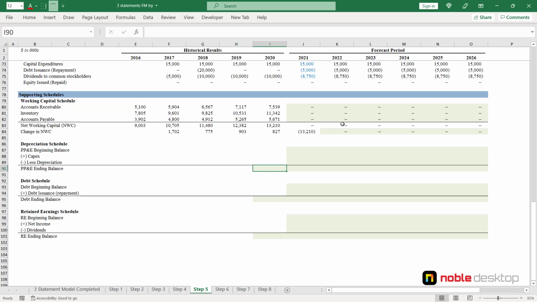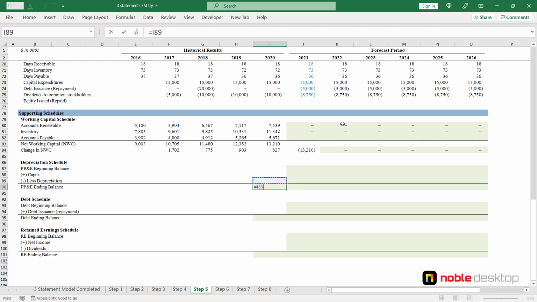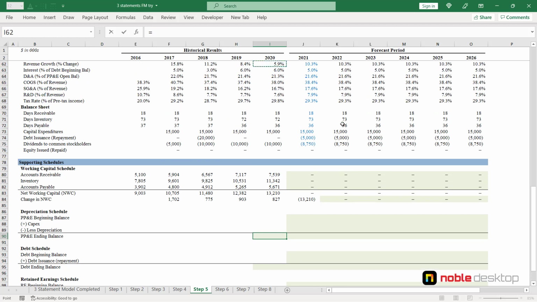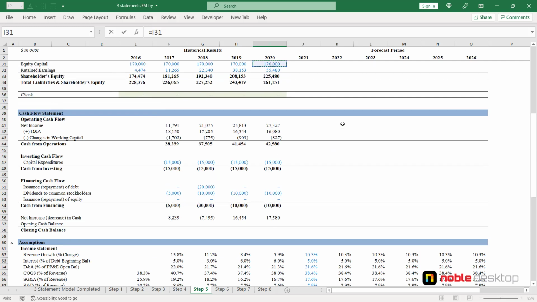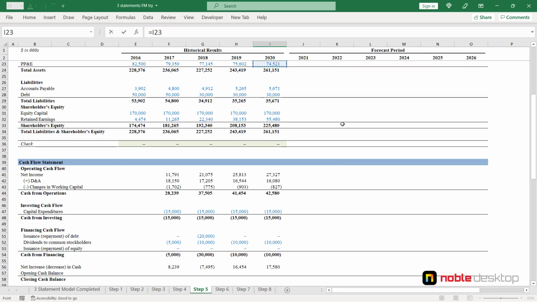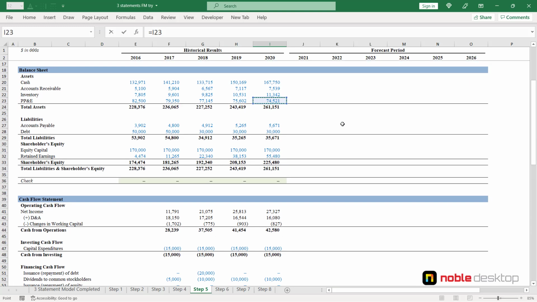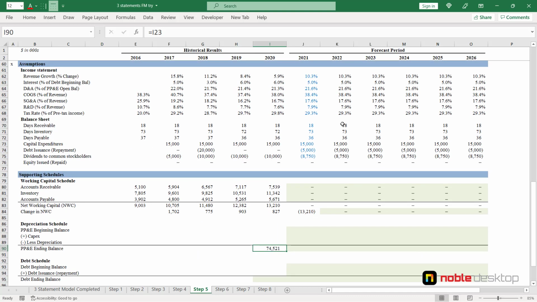First of all, here I want to fill up property, plant, and equipment ending balance. I'm gonna find it in my balance sheet above, in the row 23. That's my ending balance, meaning that my PP&E beginning balance will be equal to the ending balance of the previous year. So I will go ahead and link it.